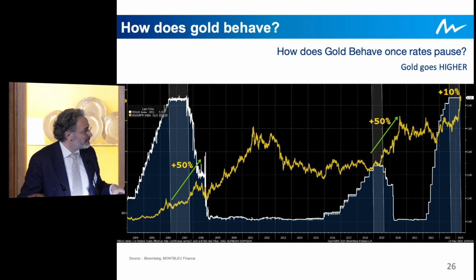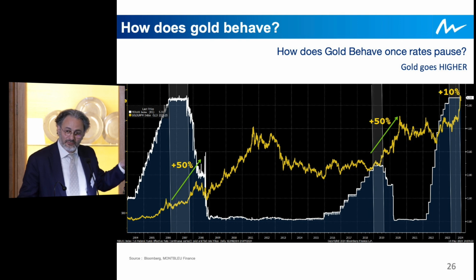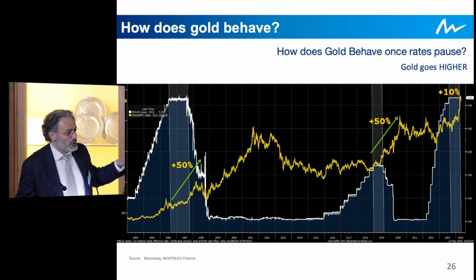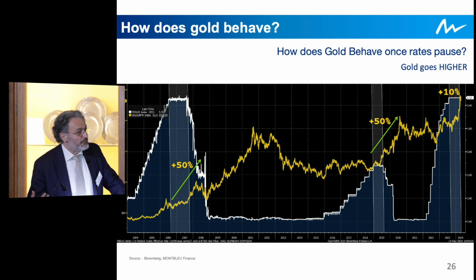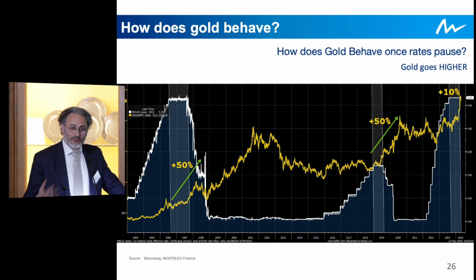But before I do that, I would like you to look at this graph. This graph is basically showing you how gold performed when the Fed funds rate paused. And the only conclusion you should draw from this graph is that gold goes up by 50% each time the Fed paused. We're not talking about higher rates down the road, we're not talking about lower rates down the road, we're talking about the Fed pausing.